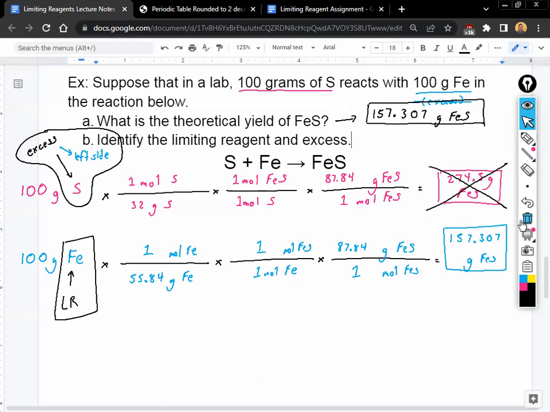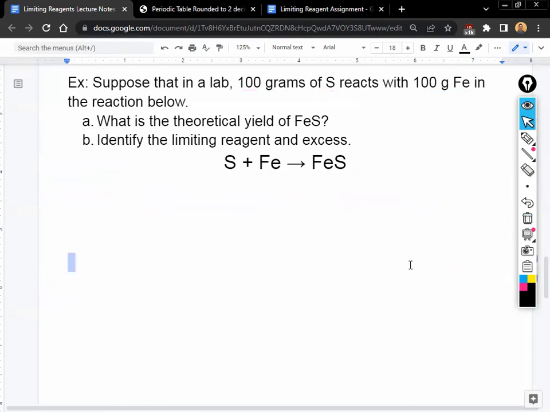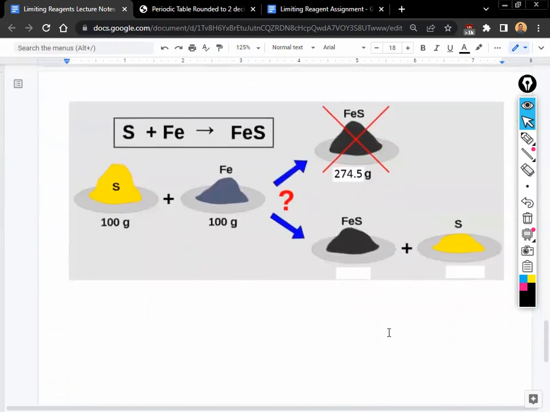Make sense? Yeah, so if we want to kind of visualize this a little bit before you guys move on, this is one way you guys can think about it. We started off with 100 grams of S, 100 grams of Fe. We could have made 274, but we can't get there because what happens is once we get to 157.3 grams, we run out of Fe. So this guy runs out. That's what it means to be a limiting reagent. This one runs out. Okay, what that means is this guy is excess because we didn't use all of the S. So we're going to have some of the S left over at the end of the reaction.